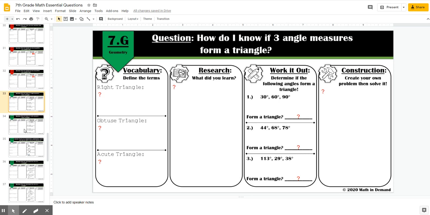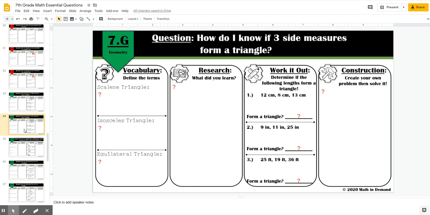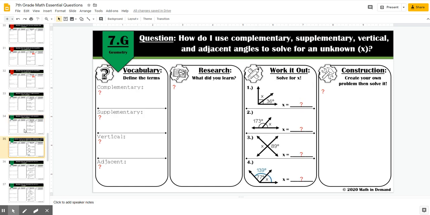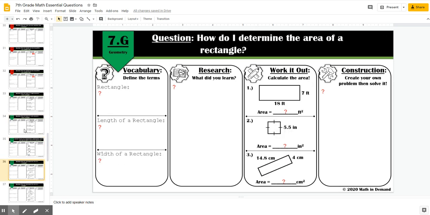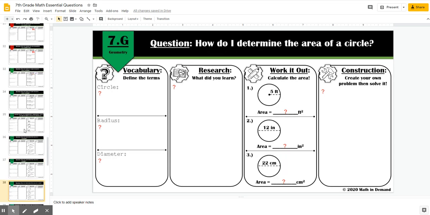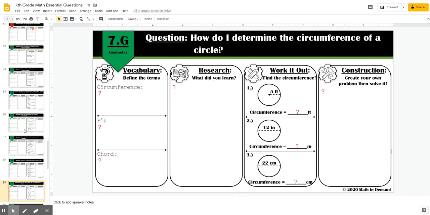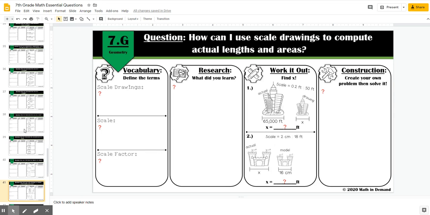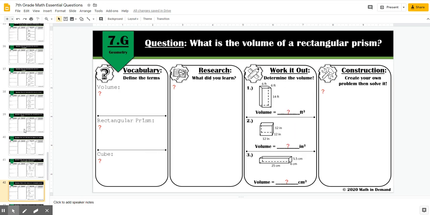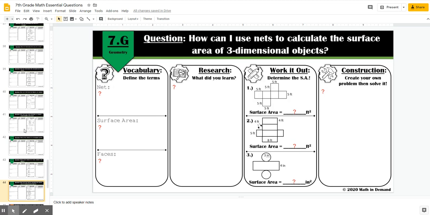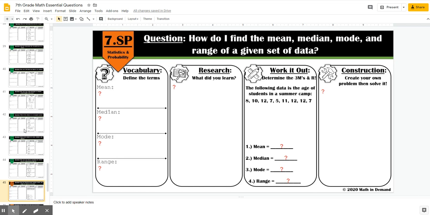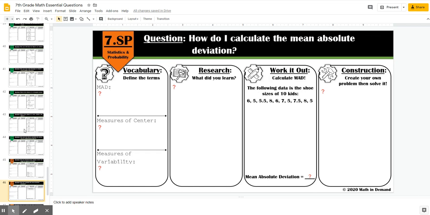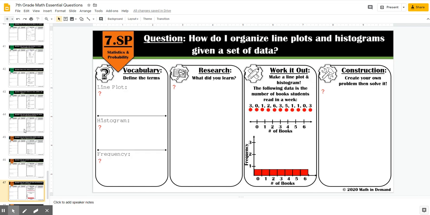And if I keep going, we have constructing triangles with angle measures, side measures, and then we're looking at missing angles, area of a rectangle, triangle, area of a circle, circumference, similar figures, scale drawings, volume, more volume. We're looking at surface area using nets, mean, median, mode, and range, MAD, mean absolute deviation, line plots, histograms.